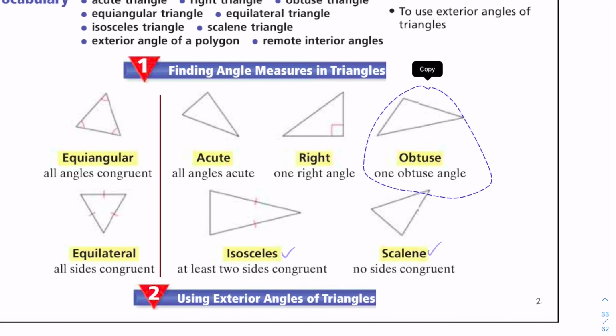So that overrides its name. So one obtuse angle, you have an obtuse triangle. A right angle, you have a right triangle. All acute is acute.